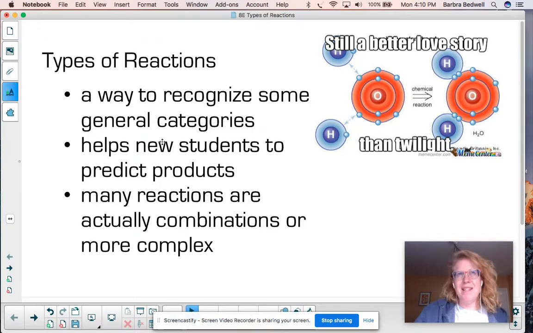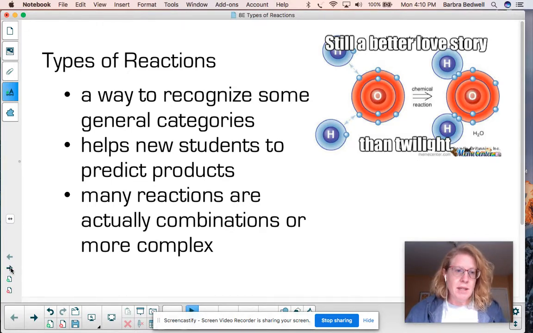But this is just one way that reactions can kind of get categorized. So again, it's just one style. I don't want you to sit there and think, well, Miss Benwell said there are 6 kinds of reactions. Well, yeah, in this particular system. There's other ways that we can classify them as well.